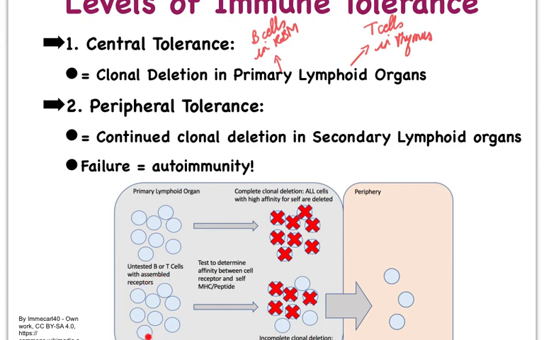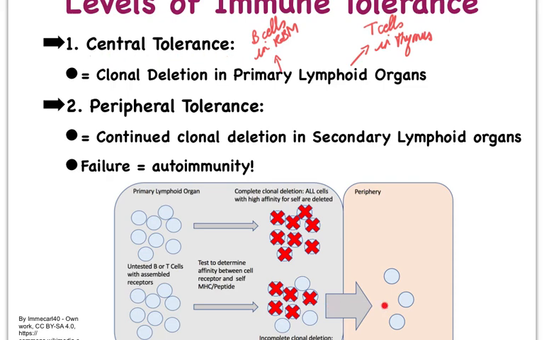Here, on the other hand, we see that only some cells are going through apoptosis, yet these cells also failed the test. So this is a form of incomplete clonal deletion. In other words, we're allowing some cells to sneak through and enter the periphery, meaning they are allowed to leave the primary lymphoid organs, despite the fact that they could not distinguish self from non-self. And so this is what we call central tolerance.